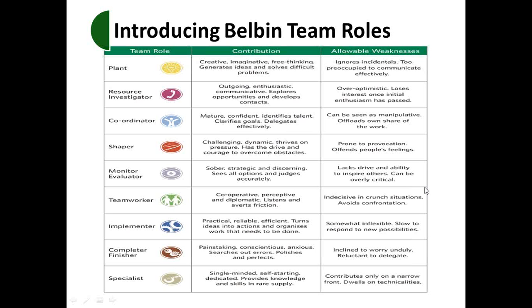The eighth team role is the completer finisher, and that's signified by the person tightening the bolt. And that is what this person does. Tightens the bolts, makes certain that everything gets completely finished. They absolutely, completely live and breathe the completion of a task. They are painstaking. They will actually look for errors where others may be content to let them go. They will polish and they will perfect.